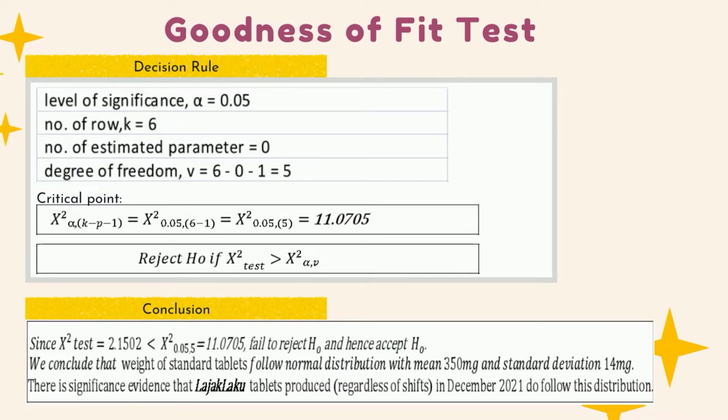Moving on to the decision rule, the level of significance we use, alpha, is 0.05, the number of rows K is 6, followed by the number of estimated parameters, which is 0. Thus, the degrees of freedom we get is 5.